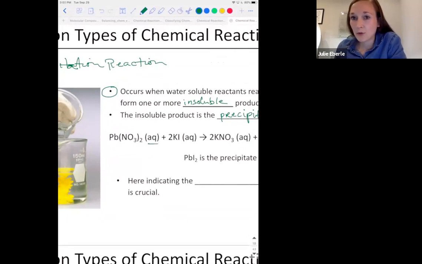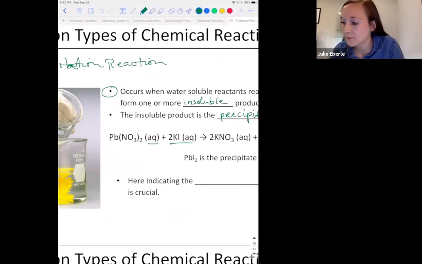And what does AQ mean? Did anybody remember from the videos last week? What does AQ mean? Aqueous. Yeah, aqueous, people say it different ways. It's just a solution that has ions or soluble things in it, okay? So we have lead nitrate, and then we have KI. What is KI? It is potassium iodide. I want you to get used to saying these things in your head as you read them.